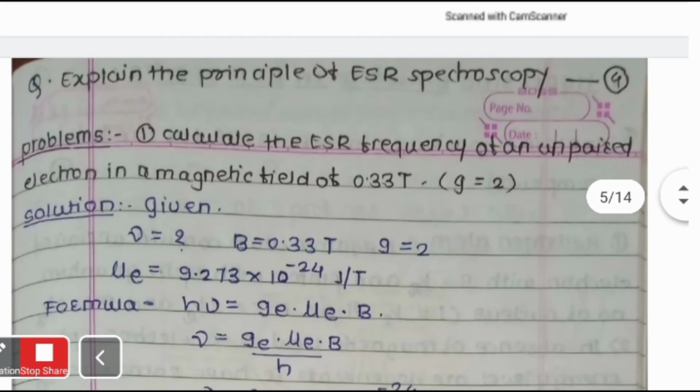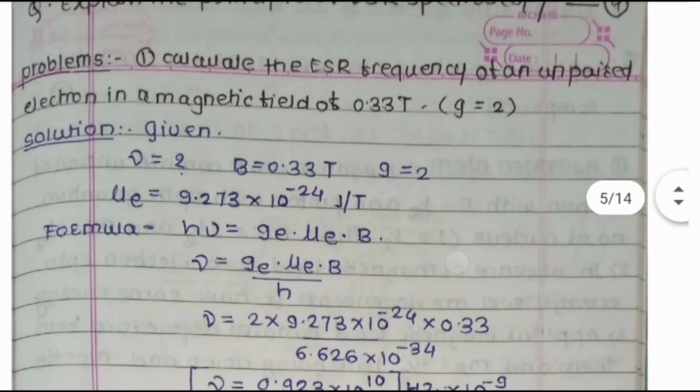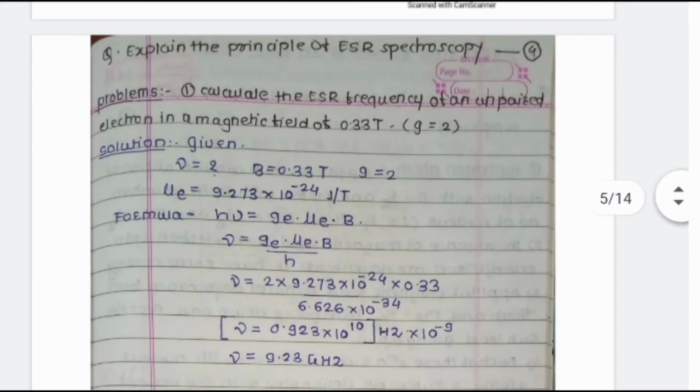So here we have certain problems. There are two types of problems. One is based upon the calculation of the energy gap between the two energy levels, and the other is on the hyperfine splitting in the given ESR spectrum. First we see the first type of problem, based upon the energy difference.